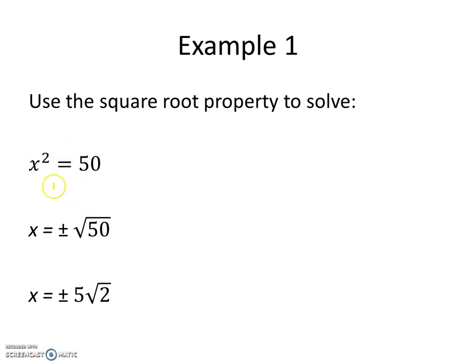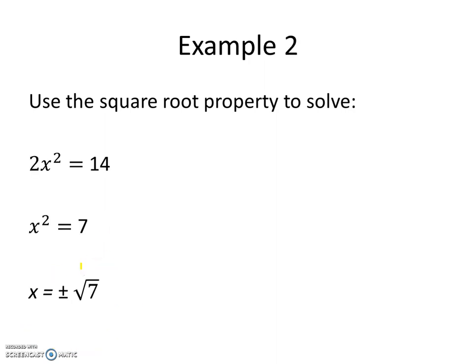The square root of x squared is x. And the square root of 50 is plus or minus the square root of 50. Now 50 breaks down to 25 times 2. We know 25 is a perfect square, so we can take 5 out because 5 times 5 is 25. So our answer ends up being x equals plus or minus 5 times the square root of 2.